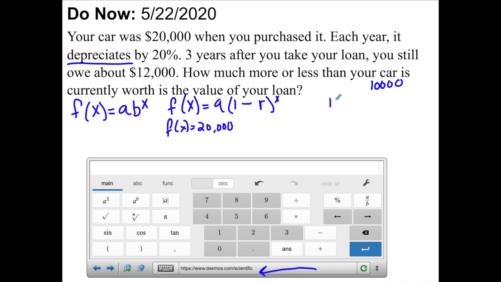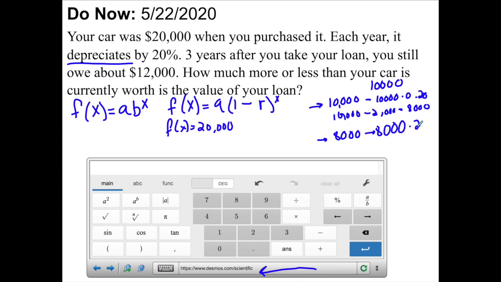The next year, it would have that 100% minus 20% of that $10,000. So I'd have 10,000 minus 2,000, or 8,000. Then the next year, I'd start at 8,000, and I'd have that 100%, and then I would take away 20% of that.